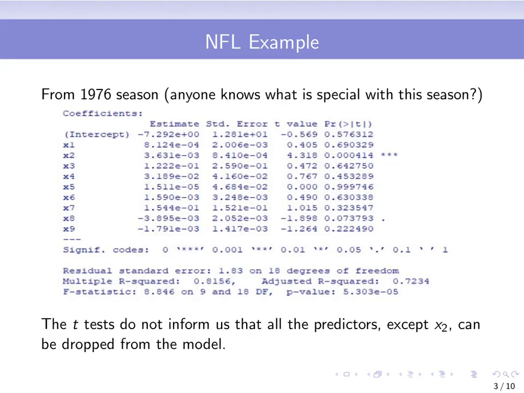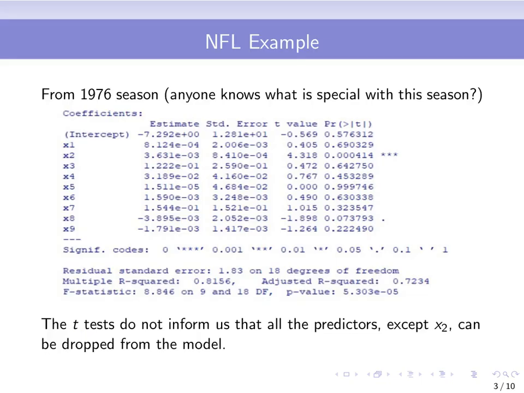Now, let's take a look at this example. This is the data set that we've seen before from the 1976 NFL season, and it had 9 predictors to predict the number of wins a team has. If you take a look at the output over here, very often people will be tempted to say that almost all of these predictors, other than x2, are insignificant. So the question could be, could we drop all of them based on the t-test?